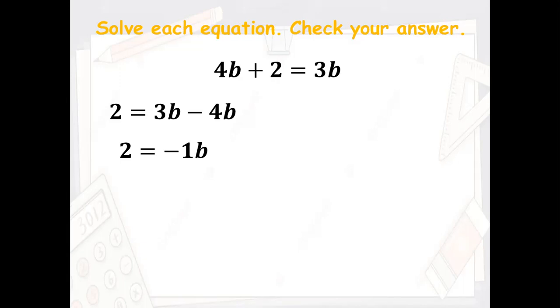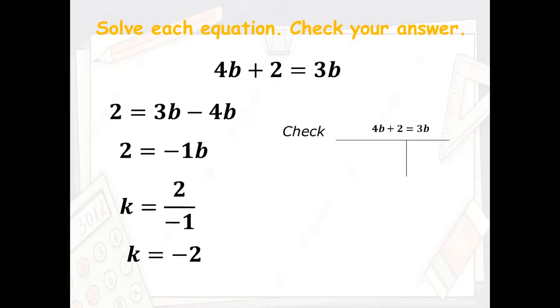But if you have chosen to write it as I have written here, 2 equals negative 1b, then all you need to do is b is going to be equal to 2 divided by negative 1. Sorry, it should be a b here. So 2 divided by negative 1 will give you a negative 2. So b equals negative 2. If you want, you know the ways to check, so you can go on checking.